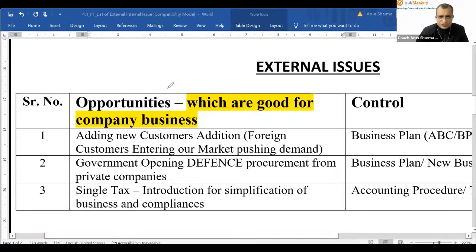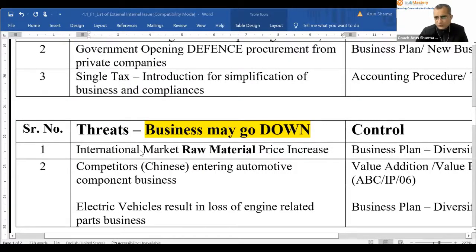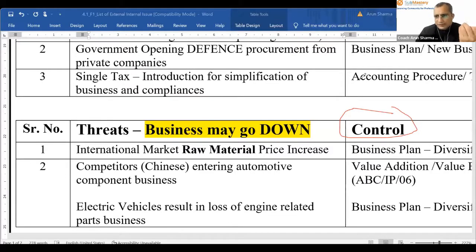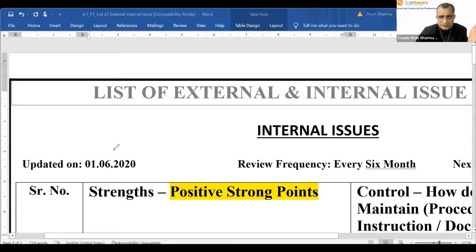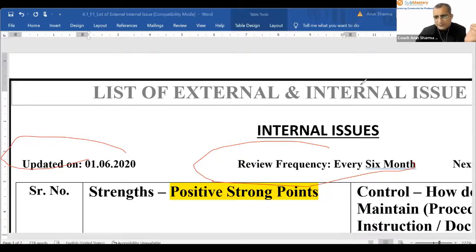Now the external issues: opportunities are things which are good for the company's business. Threats are things because of which business may go down. And then you have control in place. When I say control in place, it is how you sustain that, and how you improve and do mitigation. Mitigation means how exactly you make sure that these threats or issues do not impact your organization, and you have an action plan in place. You also have this updated, and the review frequency is every 6 months or 1 year. It should not go beyond 1 year. Then at the next date, you update it by the cross-functional team, right?